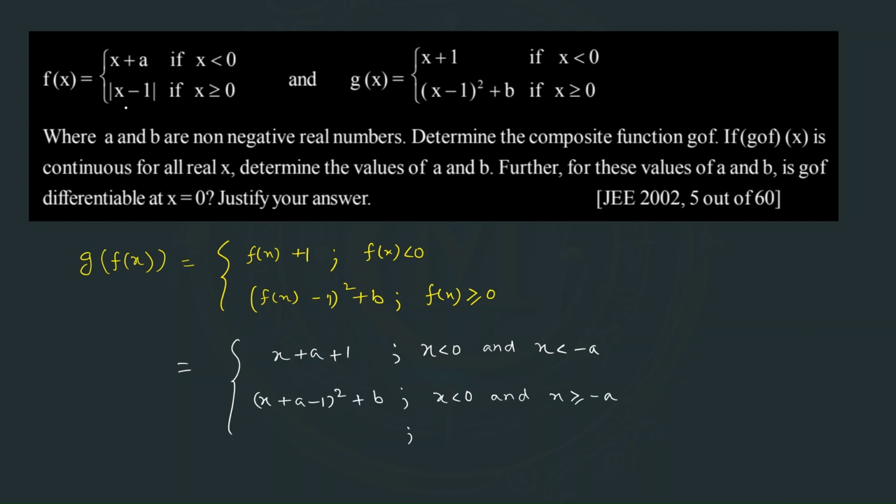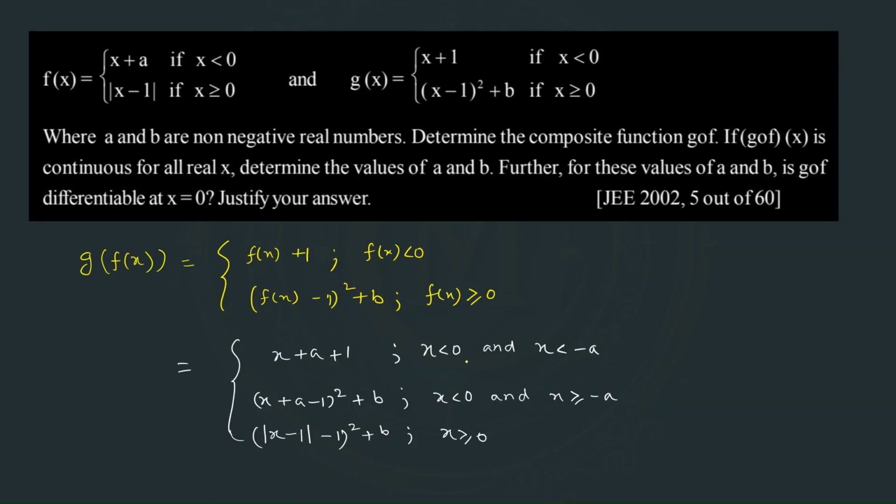Now, if we consider this case, this definition will be used when x is positive or equal to 0. So x is greater than or equal to 0, then we have mod of x minus 1, minus 1, whole square plus b. Now, as there is a modulus here, we have to again break this function into intervals. Okay, let us do that on the next page.